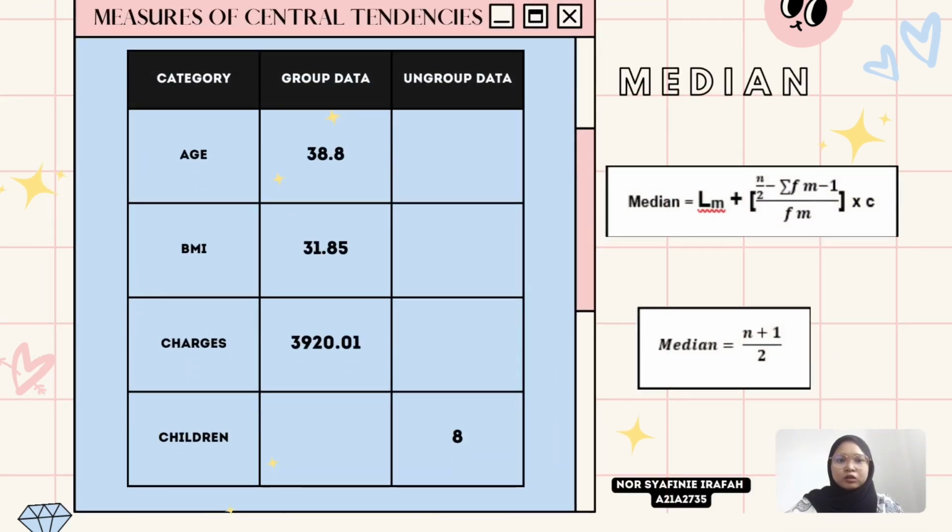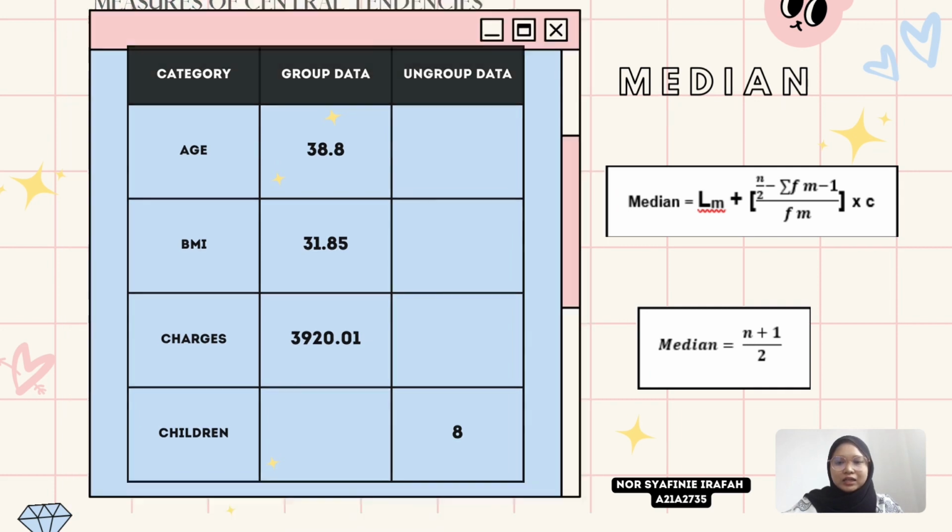Second is the median. To calculate the median, we can use the formula median equals L_m plus (n/2 minus F_{m-1}) divided by f_m, multiplied by c. This formula we can use for grouped data. For ungrouped data, we can use the formula median equals the (n plus 1) divided by 2 value. So the median for age is 38.8, median for BMI is 31.85, for charges is 80,920.01, and for children is 8.